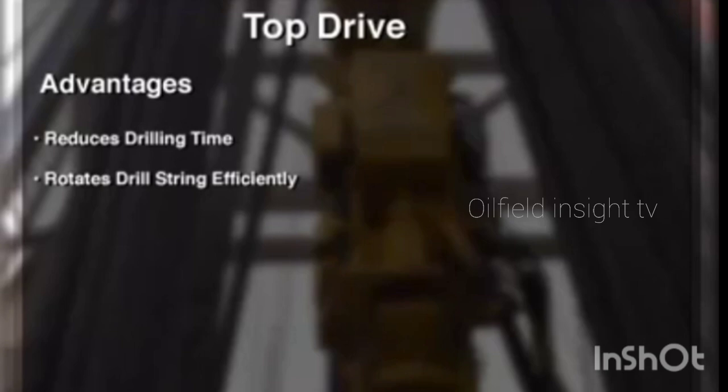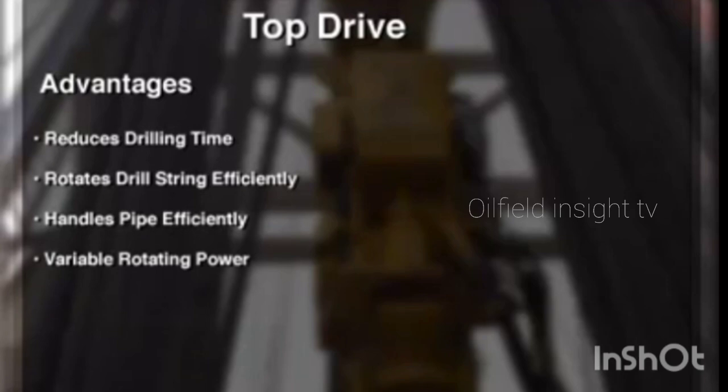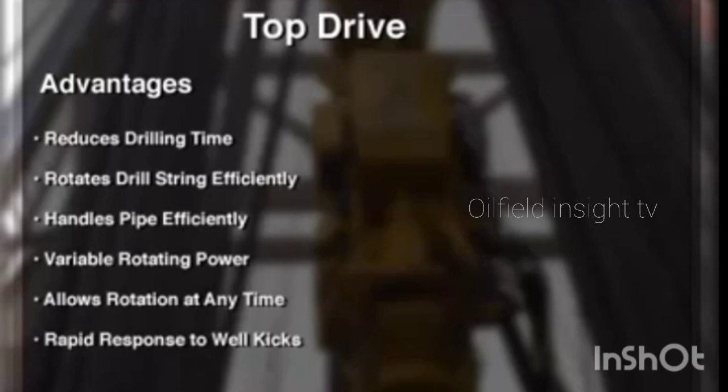Further, it handles the stands of pipes more efficiently. A top drive system provides more variable rotating power than a rotary table. It allows drill string rotation and circulation at any point in the hole. When tripping in, drilling or tripping out, these features will help prevent hole problems. It provides rapid response to well kicks during tripping or running casing.